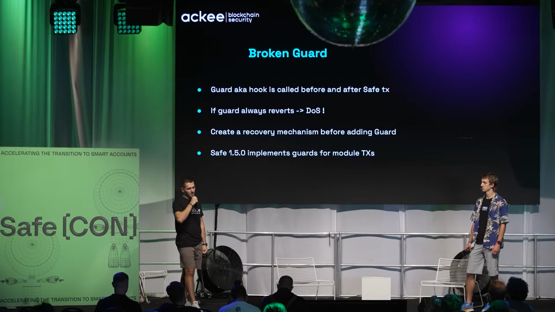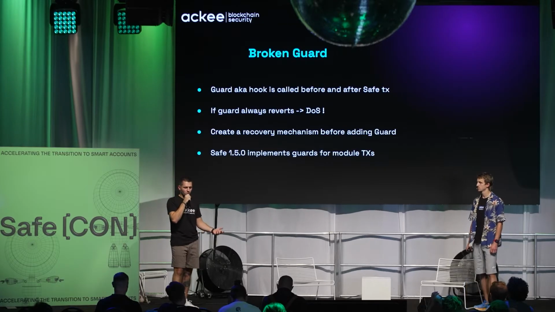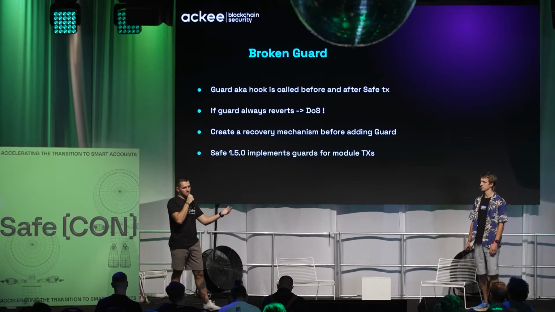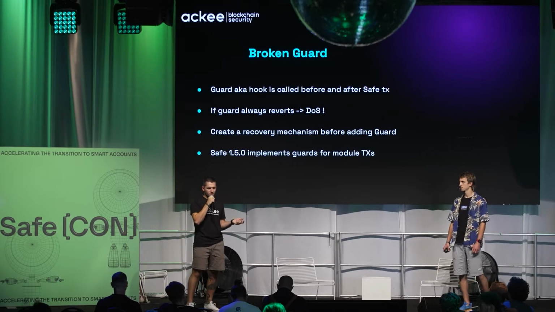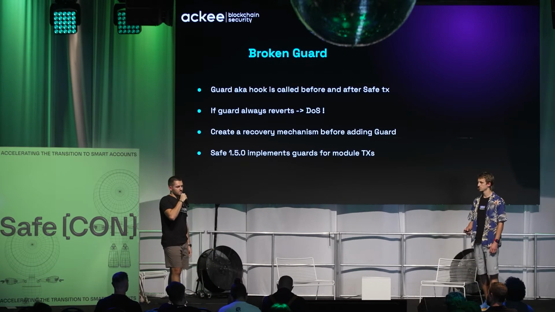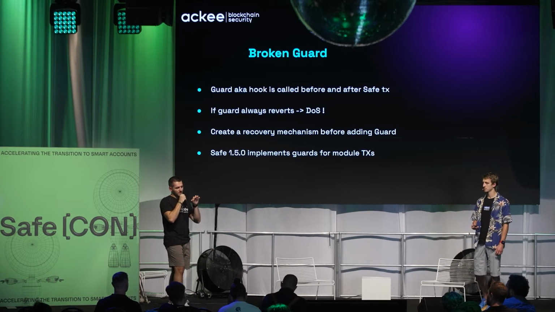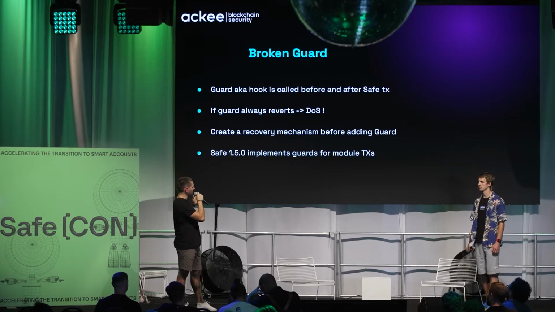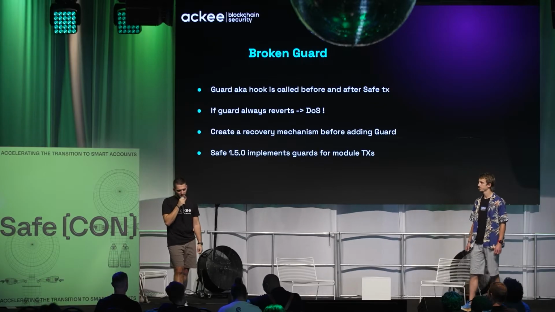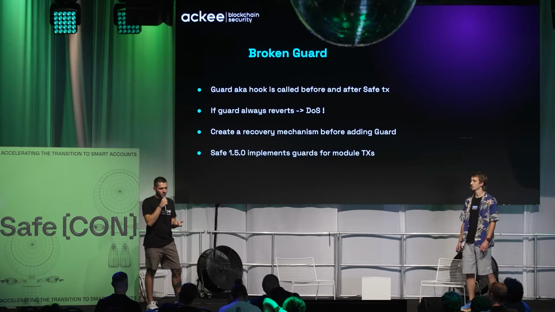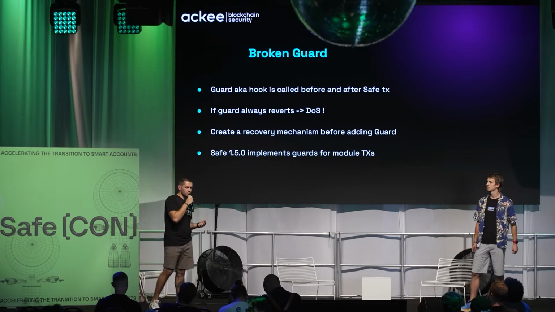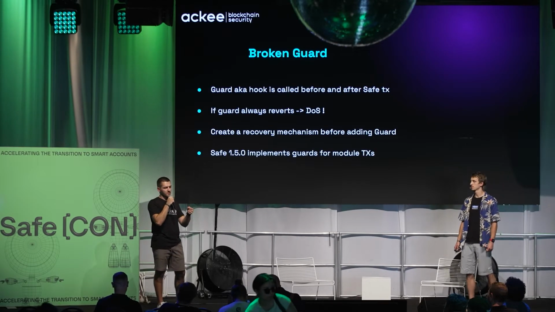And what can the recovery mechanism be? It can be a module. A module is a contract that can execute functions the same as the Safe, but it doesn't need all the signatures. If we have a broken guard, and there is some bug and the transaction is reverting all the time, we may think that we can change the address of the guard or add a new module. But we actually cannot do that, because to do this, we need to perform a Safe execution.